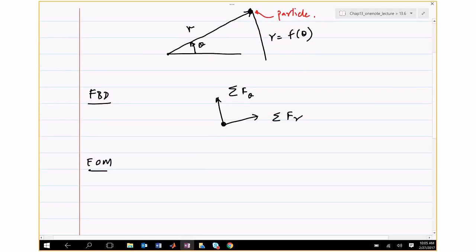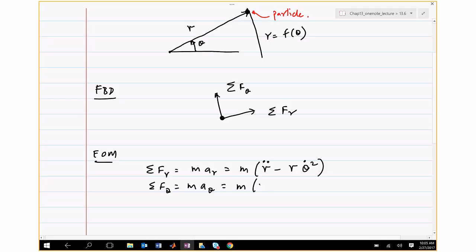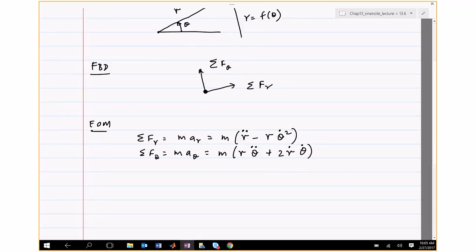Once you do that, the equations of motion are simply: summation of forces in the r direction is going to be mass times acceleration in the radial direction, which is mass times r double dot minus r theta dot square, and the net external force in the theta direction is going to be m times r theta double dot plus 2r dot theta dot. Okay, and those forces are only the external forces.